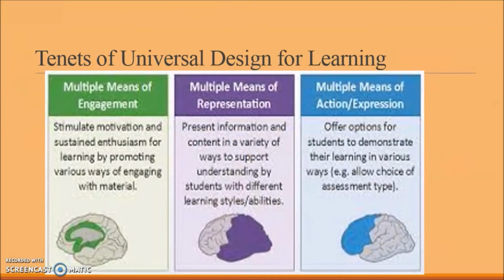Now, you may ask, what is universal design for learning? Well, simply stated, it is a scientifically valid framework for guiding educational practitioners. The main objective being to promote inclusivity in teaching and learning. Let's look at the three main tenets briefly.